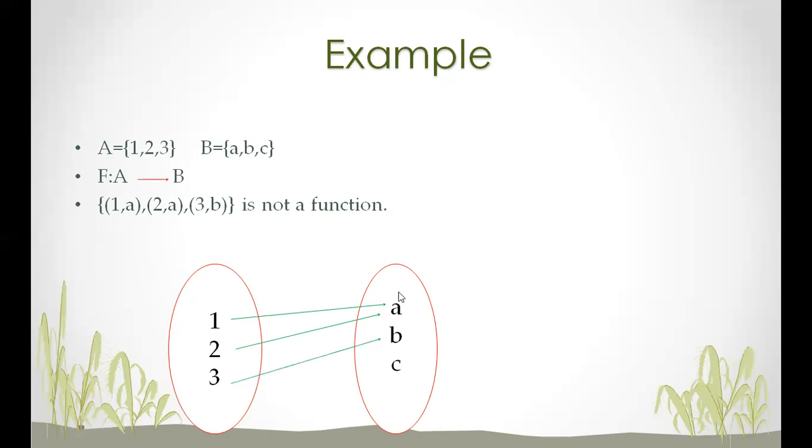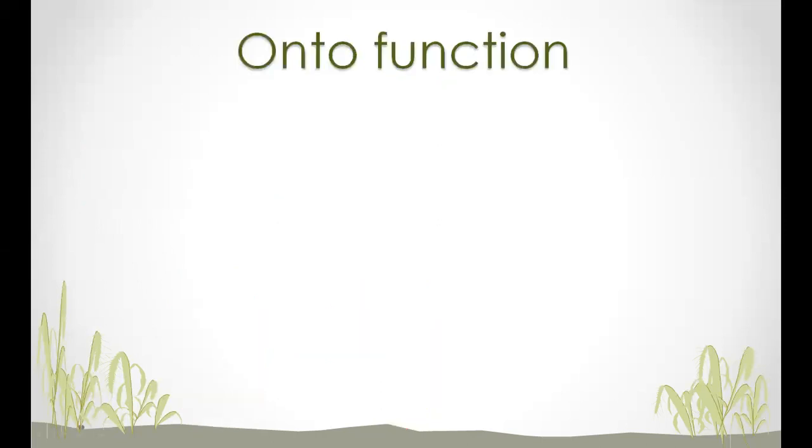You see, here A is the image of 1 as well as A is the image of 2. So this is against the condition of a one-one function. That's why it is not a one-one function. It is a function, but it is not a one-one function. Next, we learn the important definition of onto function: one-one function and onto function.